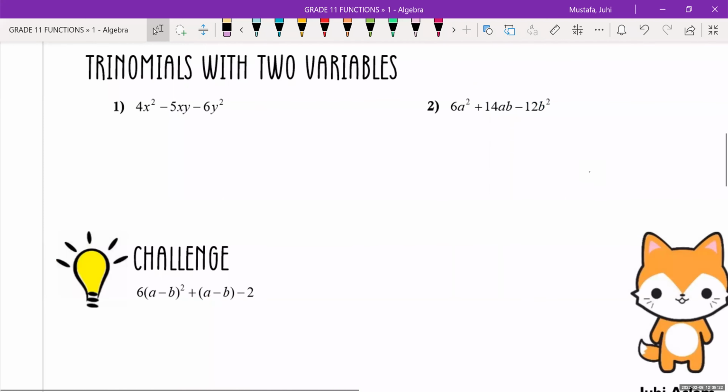All right, so now again, I just wanted to show you what happens when we have two different variables. This is very similar to yesterday. If you have a second variable, nothing changes. You just throw it onto the second term in each bracket. So we'll do one together, and then you guys can try the second one yourselves.